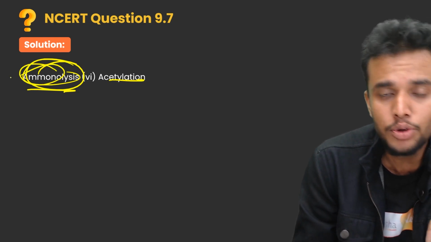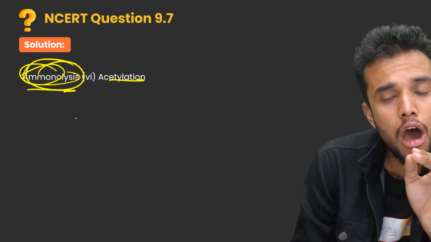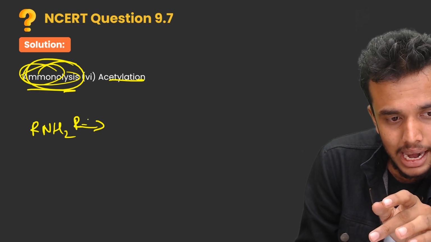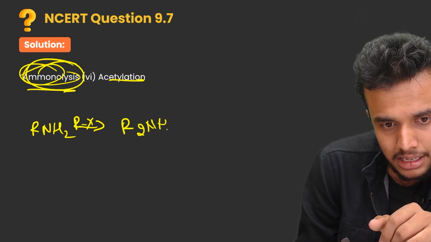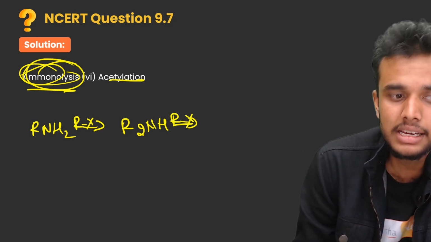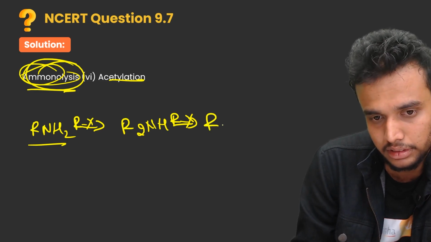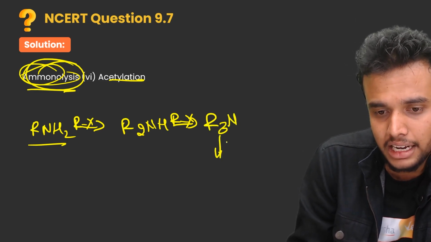Ammonolysis is nothing but when an alkyl or aryl halide, RX, is reacted with ammonia. What happened? It forms an R2NH compound. Then another molecule is reacted. The amine compound is reacted with an alkyl halide to yield the R3N compound. Then it is further reacted with an RX compound.